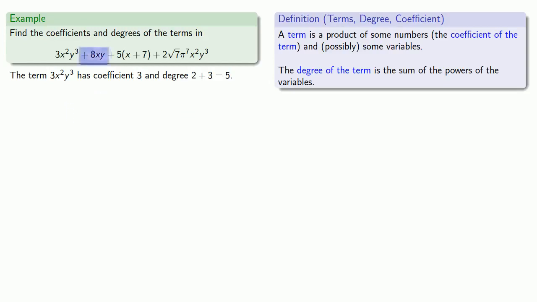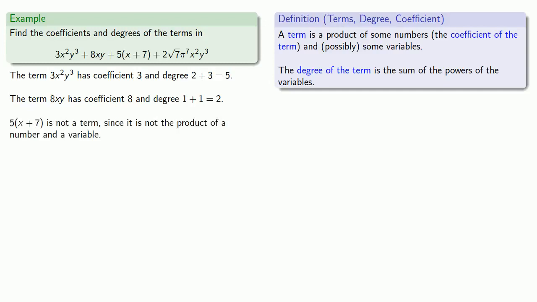This next thing, 8xy, again, it's a product of some numbers and some variables, so it's a term. Its coefficient is the number 8, and its degree, both of the variables x and y are raised to the first power, so the degree will be 1 plus 1, or 2. This next thing's a little peculiar because it's not actually a term. 5 is a number, but x plus 7 is not a variable. It's a variable plus something else. So 5 times x plus 7 is not a term.